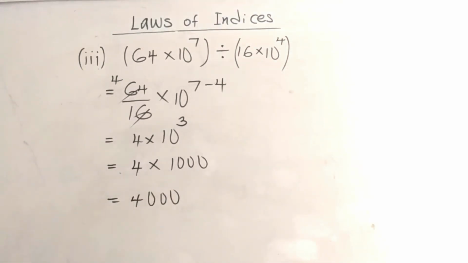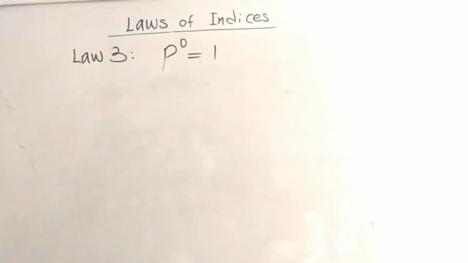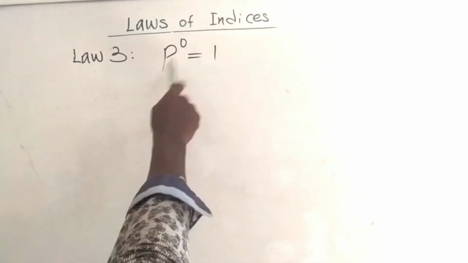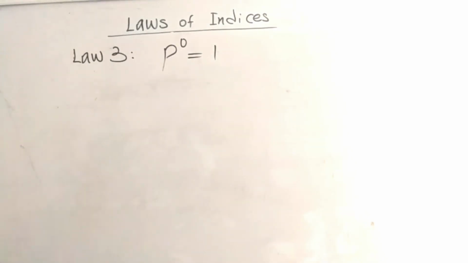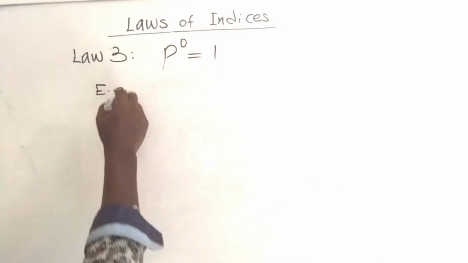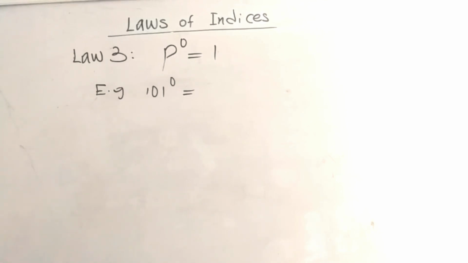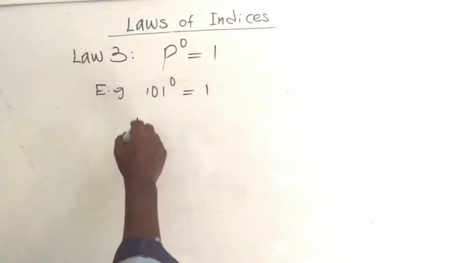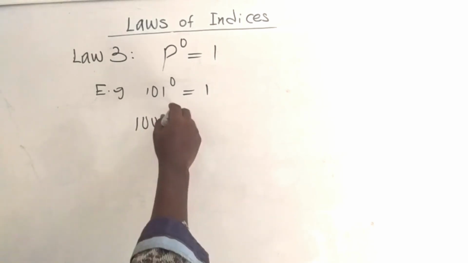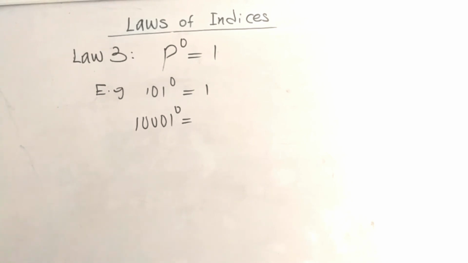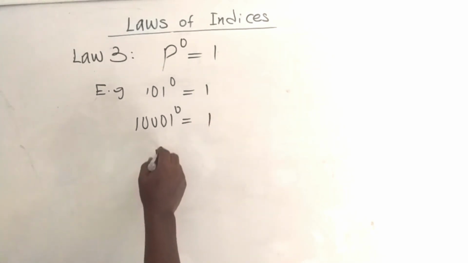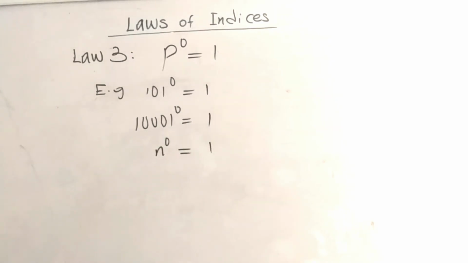Let's move on to another law. Law 3. p raised to the power 0 is 1. This is the law that states any number raised to the power 0 equals 1. For example, 101 raised to the power 0 is 1. 10,001 raised to the power 0 is 1. n raised to the power 0 is 1. Let's move to law 4.